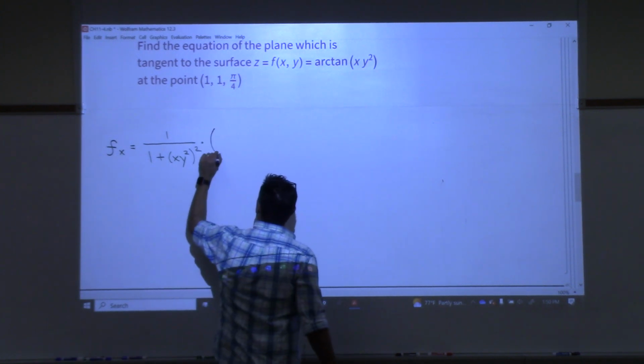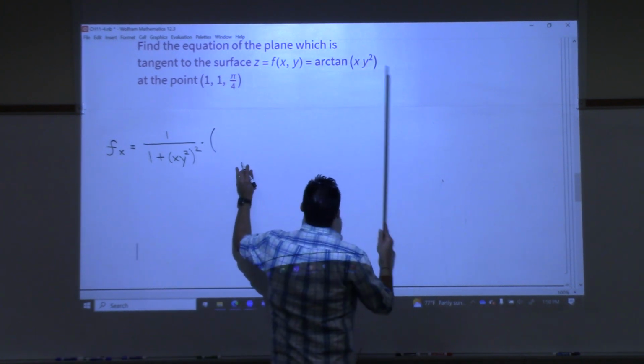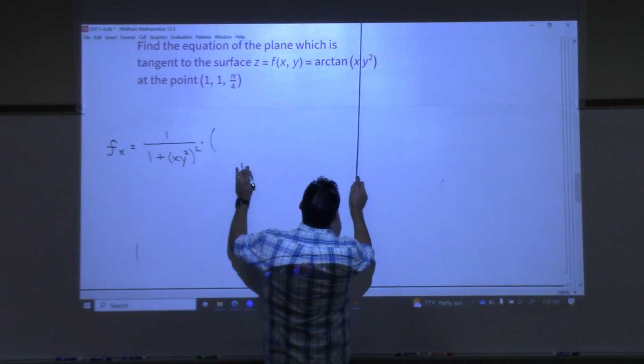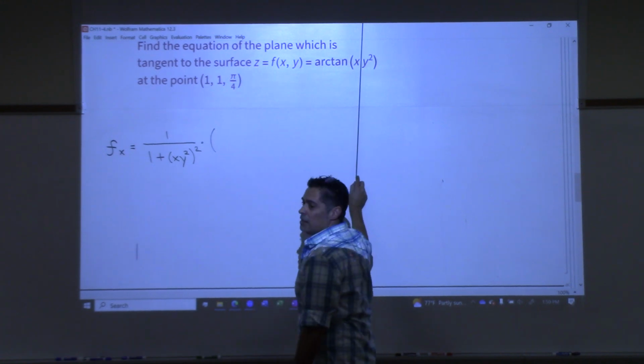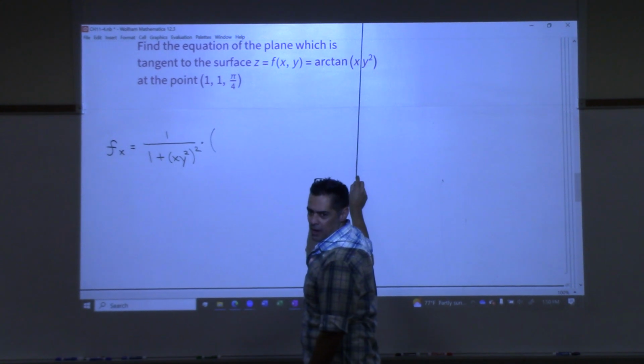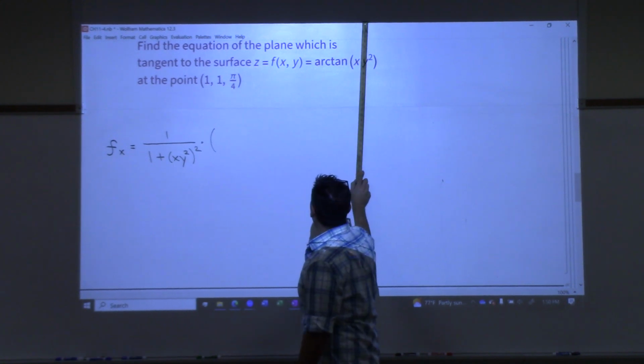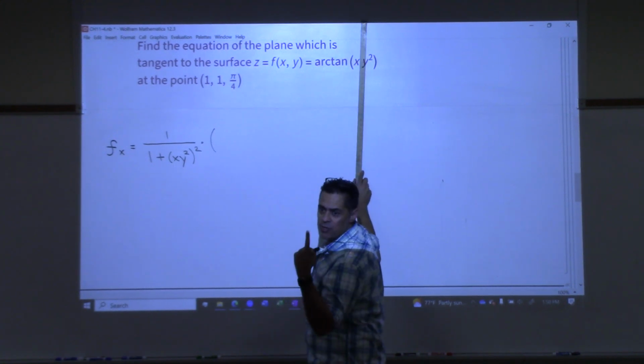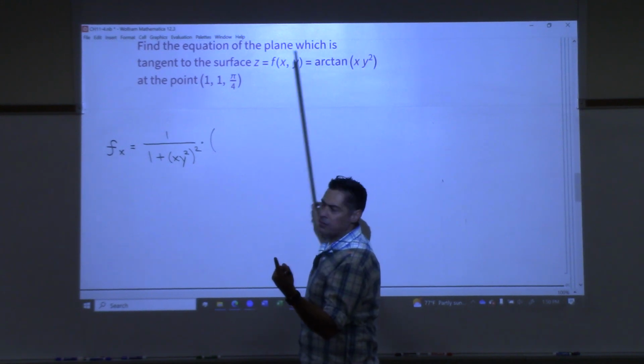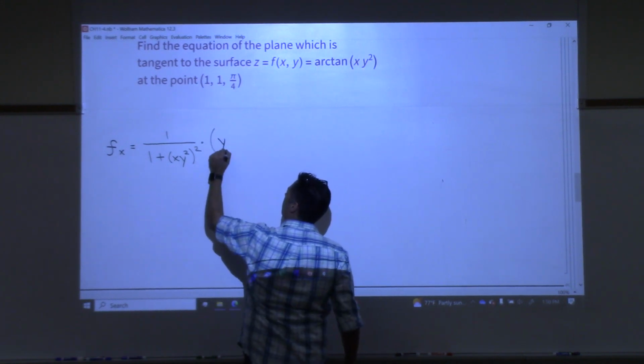And when I go to take the derivative of what's inside, do I need the product rule? I heard yes and no. Do I need the product rule right there? No. Why not? Y is a constant, right? So you can just ignore it, take the derivative of x, which is 1, and then multiply by your constant. So all you have here is what? Y squared.